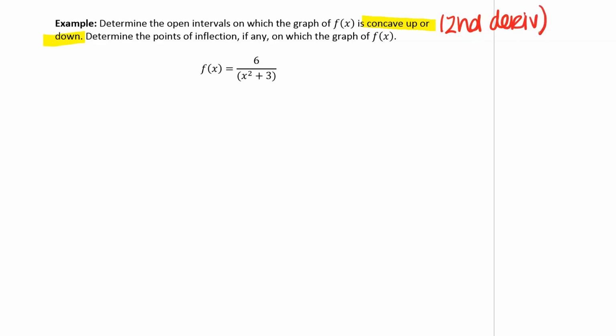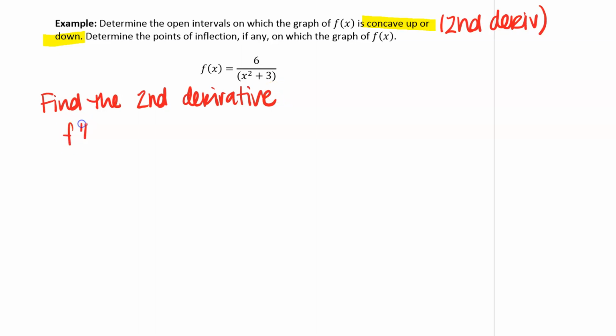And looking at this function, we want to make sure that it is continuous and differentiable, and this one is. It's not going to cause us any issues. And so what we want to do is we want to find the second derivative to get us going, but as you know, you can't just jump to the second derivative. We first have to find the first derivative, and then from its derivative we can find the second.